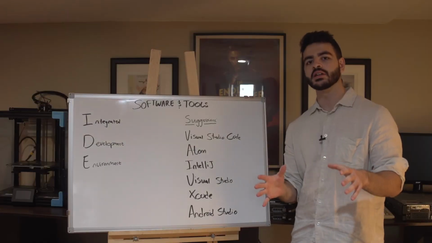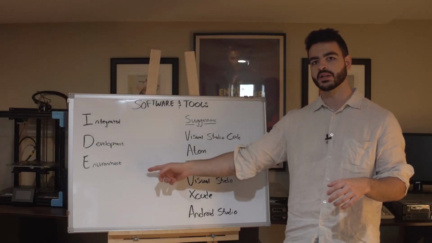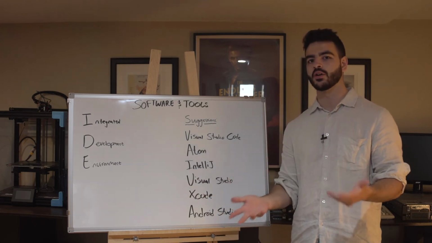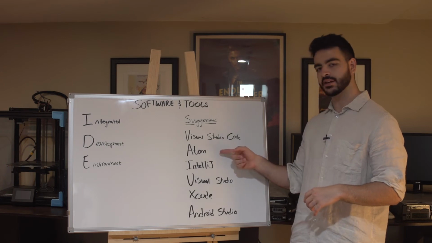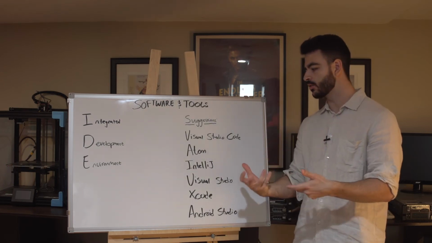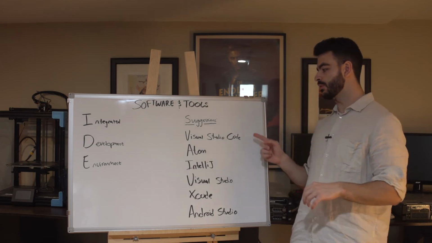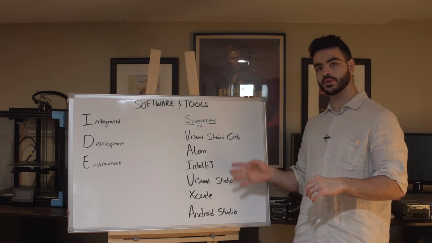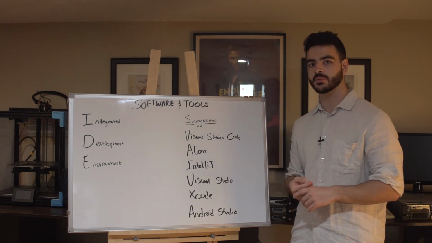Now let's jump into the software and tools. First off, you're gonna need an IDE. IDE stands for Integrated Development Environment, and that's basically the window where you're gonna be writing all your code. Some suggestions are Visual Studio Code or Atom, and some more hands-on where the software is really helping you write code would be IntelliJ or Visual Studio, not to be confused with Visual Studio Code. My personal favorite is Atom for front ends and scripting and IntelliJ for backends.